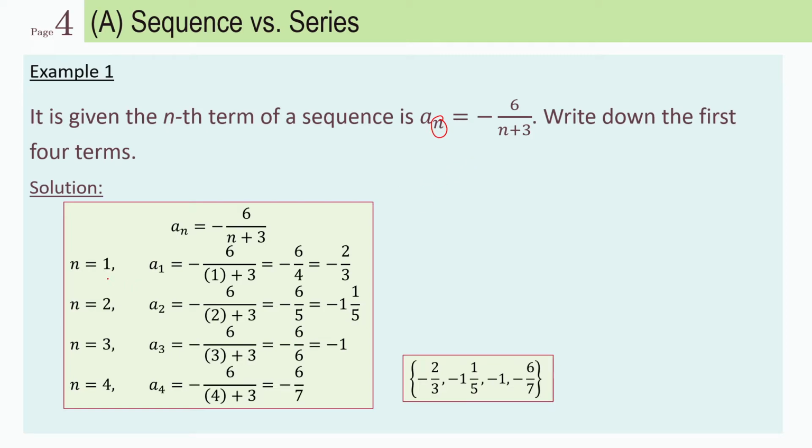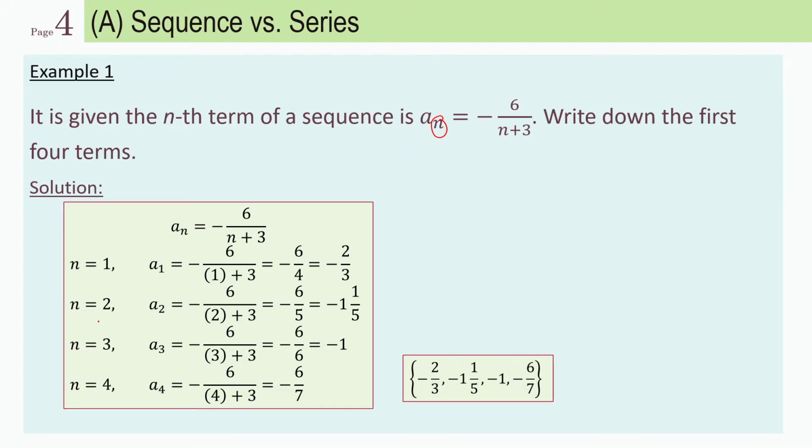Normally we start our n with 1, as I said before. It's a counting number. We count from 1. So I substitute n equals 1 into a_n, so it becomes a1. Whenever you see the letter n, you replace it with 1. So over here we have negative 6 over 1 plus 3, which is negative 6 over 4. And if we simplify, it's negative 2 over 3.